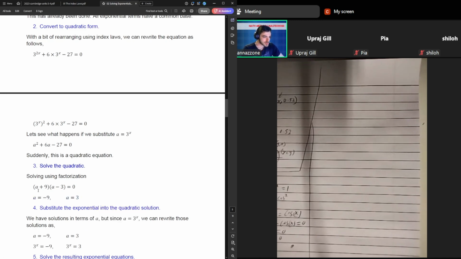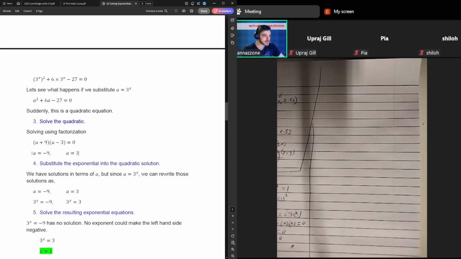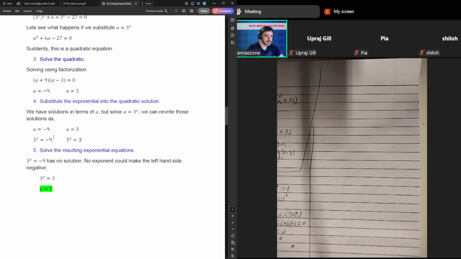That'll give you 2 solutions to a anyway. But reminder that a is 3 to the power of x. So instead of saying a equals those 2 things, you now say 3 to the power of x equals those 2 solutions. Only one of them is going to have an actual solution because, well, maybe I'll let someone else tell me. Any ideas why 3 to the power of x should never equal -9?